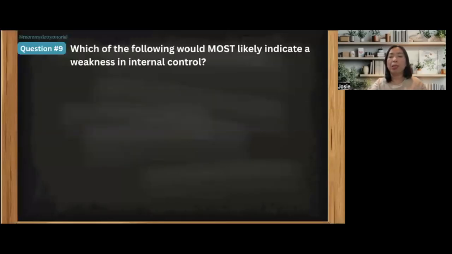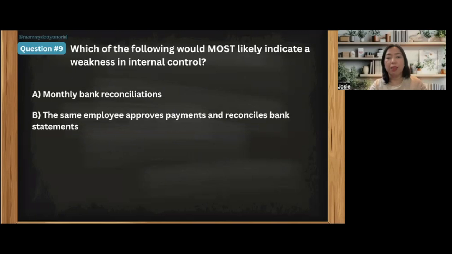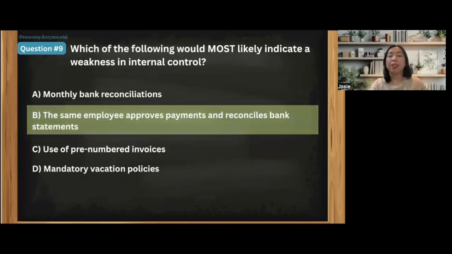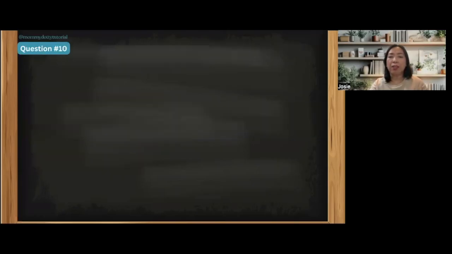Which of the following would most likely indicate a weakness in internal control? A, monthly bank reconciliations. B, the same employee approves payments and reconciles bank statements. C, use of pre-numbered invoices. And D, mandatory vacation policies. Okay, you may pause the video to think. The correct answer is letter B. There's a weakness of internal control here because there's no segregation of duties. All right. Okay, now let's go to the last question, which is question number 10.